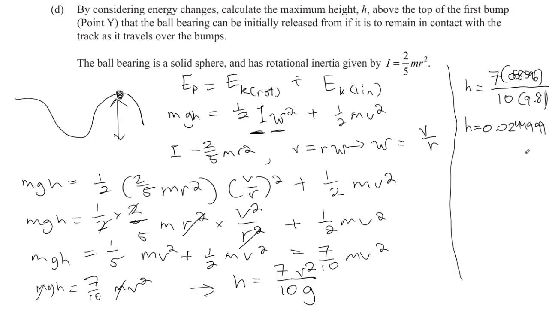Okay, so we got h equals 0.0244999 and so on. We're going to round this because the lowest number of significant figures we have here is 3 significant figures. That means we have to round it to 3 significant figures. So we have h equals 0.0245. And that should be right.